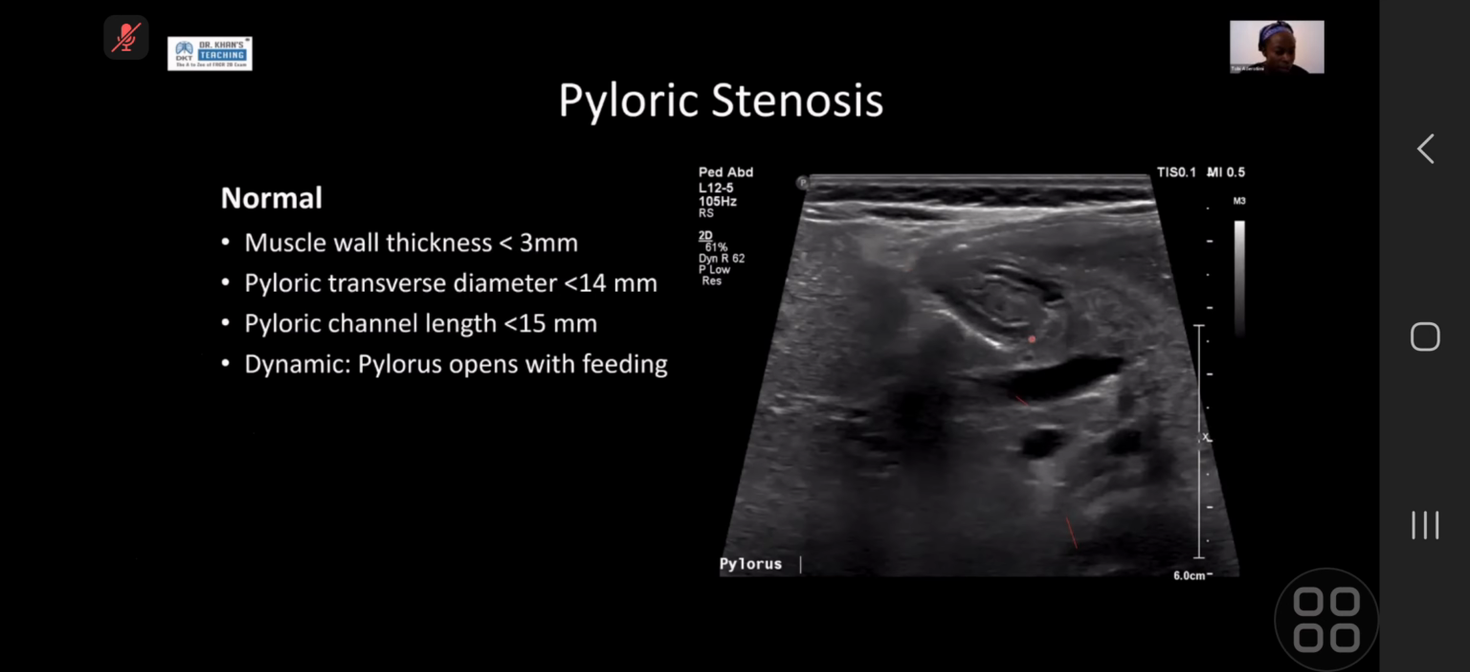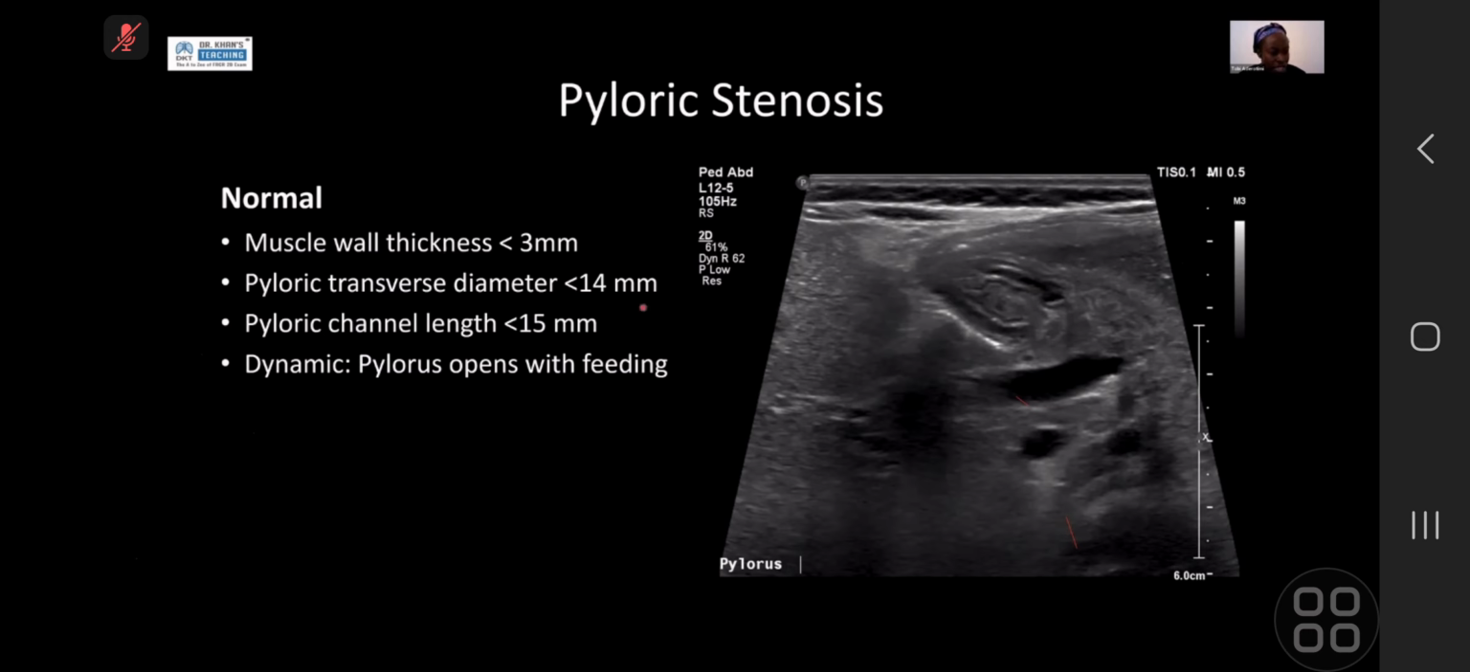So this hypoechoic band here that you can see on both sides is the muscle, and that is what we're measuring. So just this hypoechoic structure here. And that is what becomes thickened in hypertrophic pyloric stenosis. So the single muscle wall thickness should be less than 3 millimeters. And this is the most accurate measurement, this one here, for pyloric stenosis.